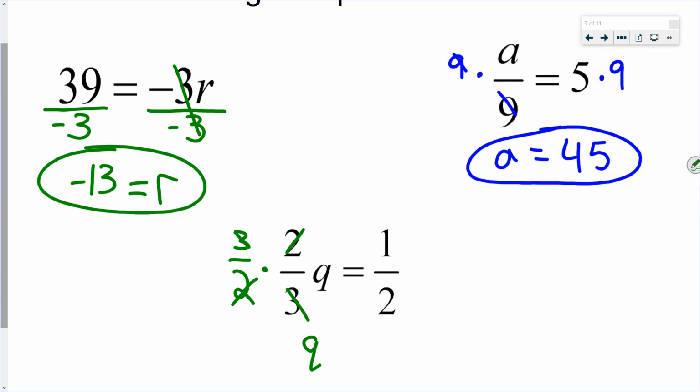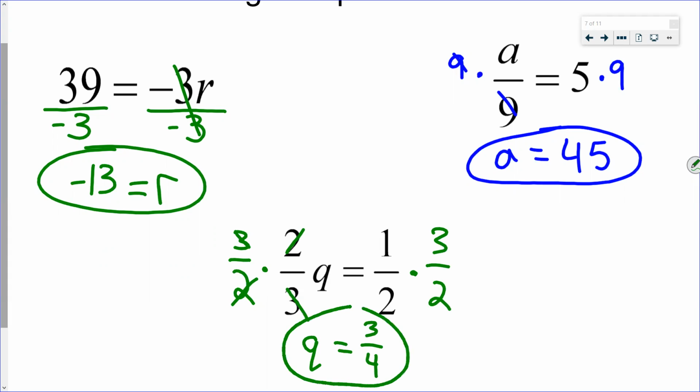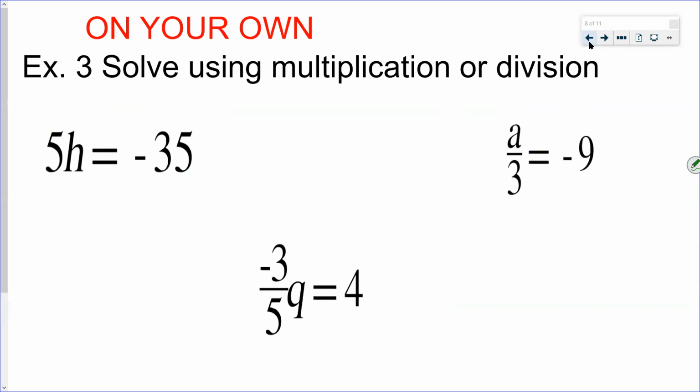If I multiply by 3/2 on the left, I have to multiply by 3/2 on the right. Nothing can cross cancel, so now I just multiply. 1 times 3 is 3. 2 times 2 is 4. So then q is 3/4. So when you see fractions, just think multiply by the reciprocal. So I want you to try these 3 on your own. So pause the video now.